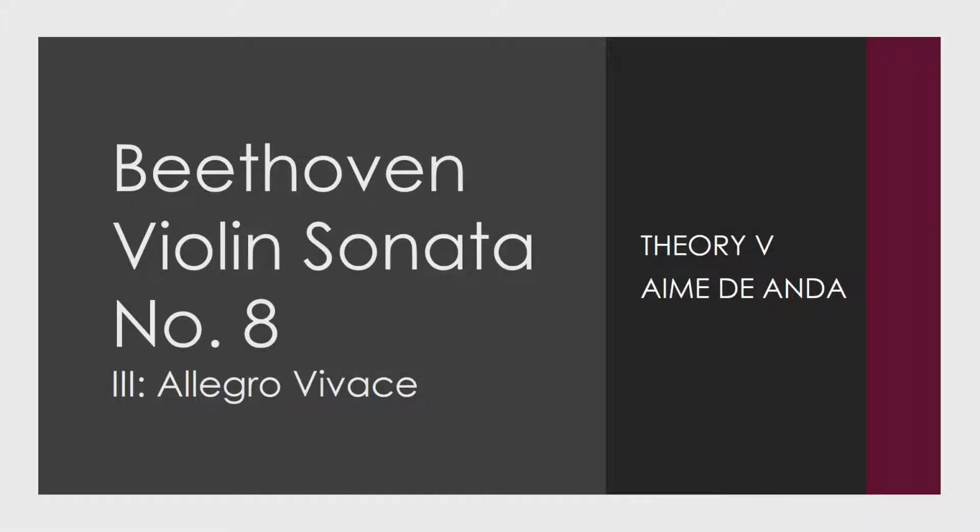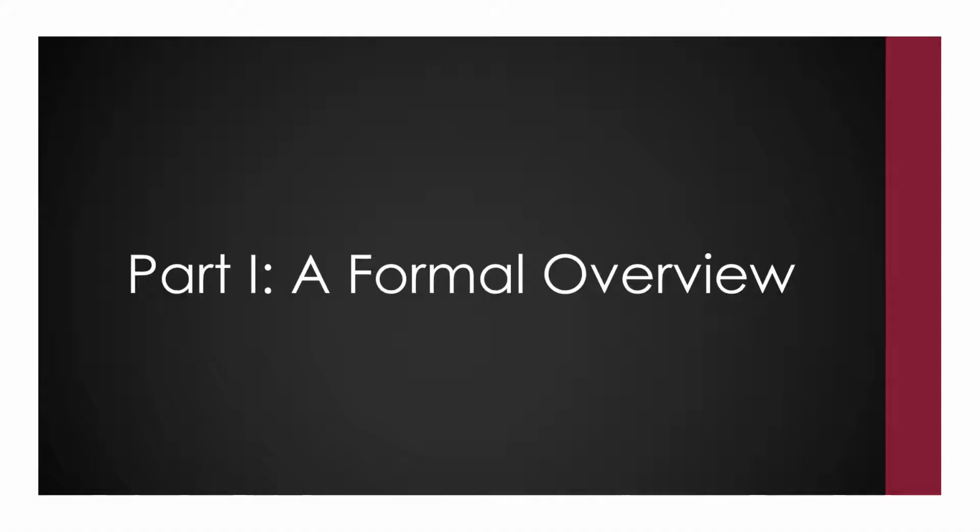Hi guys, so today we're going to be analyzing Beethoven's Violin Sonata number 8, and we're going to be looking into the third movement, the Allegro vivace. Okay, so first we're going to take a look at the formal overview of the whole piece.